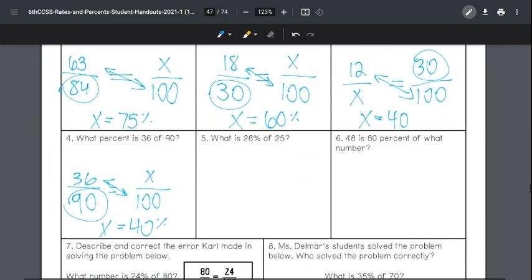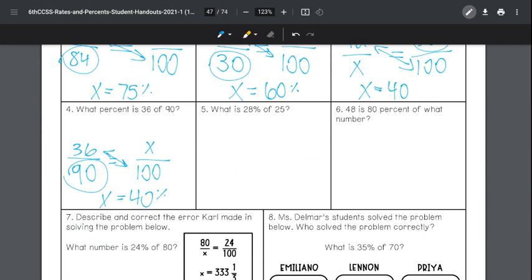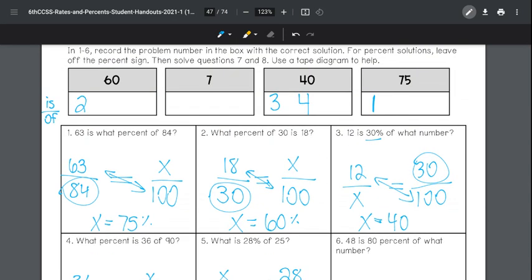All right, number 5. What is 28% of 25? 28% over 100%. So we're looking to see what is 28%. So x is going to go on top and 25 is going to go on the bottom. Cross multiply and divide to figure out x. 25 times 28 equals 700. Divide 700 by 100 to figure out that 28% of 25 is really 7. Number 5 goes there.